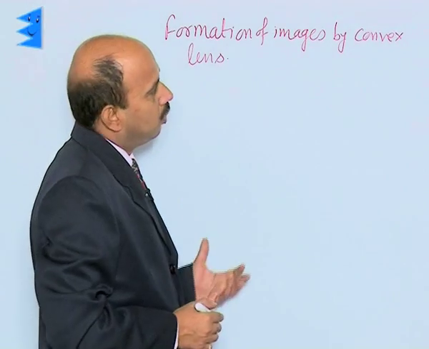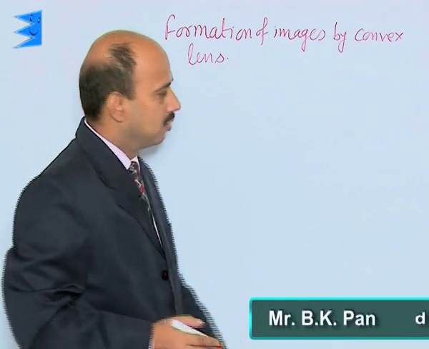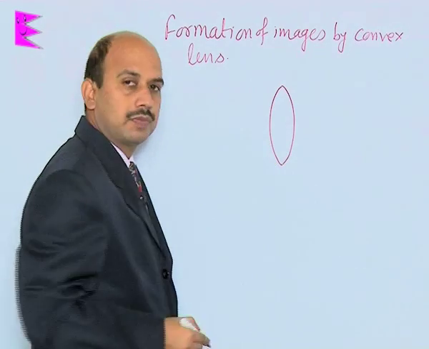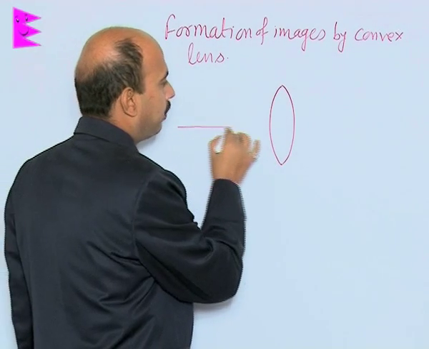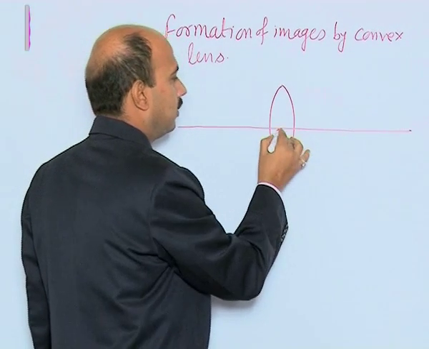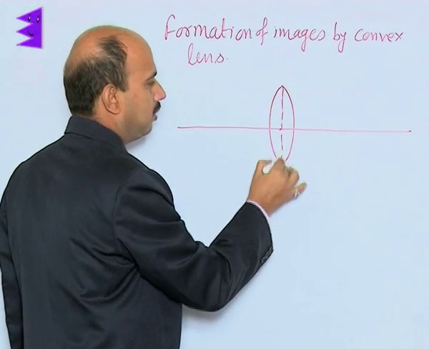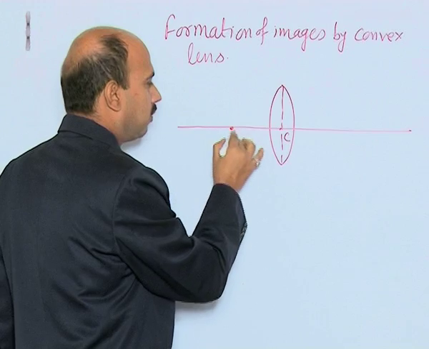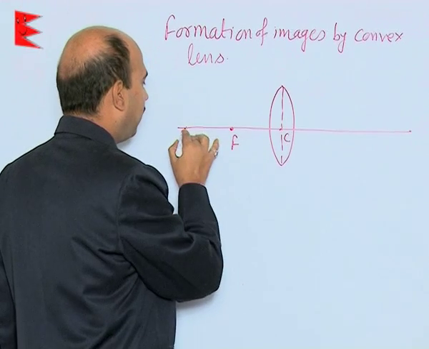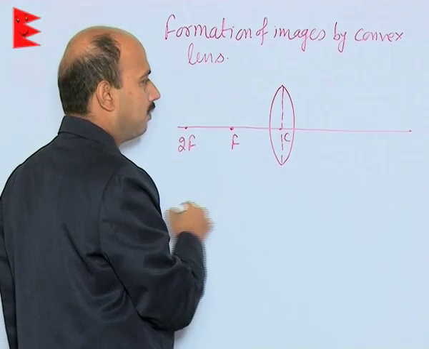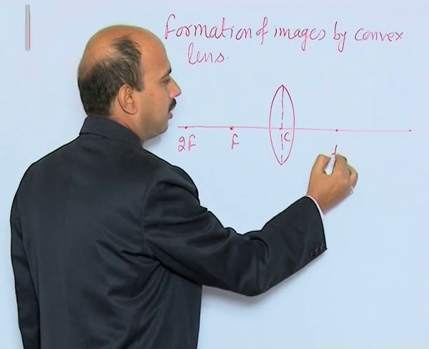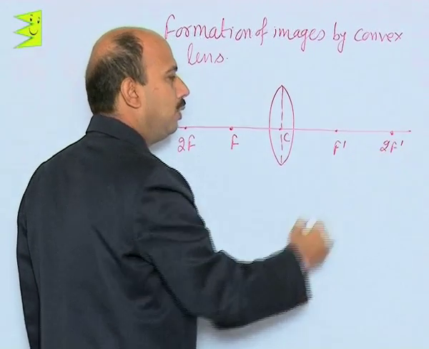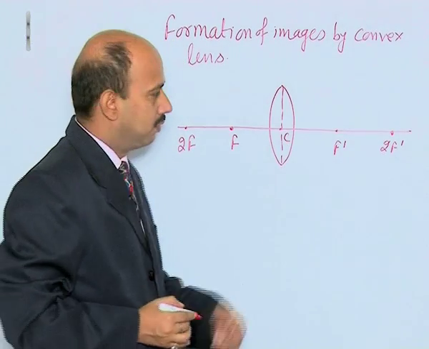Now see the formation of images by a convex lens. Suppose you have taken a convex lens like this, and this line is the principal axis which is passing through the optical center, that is C. Here its focal length is f, and here we have taken 2f, and similarly on this side it is f dash and this is your 2f dash. Here we do not take radius, we take f and 2f.